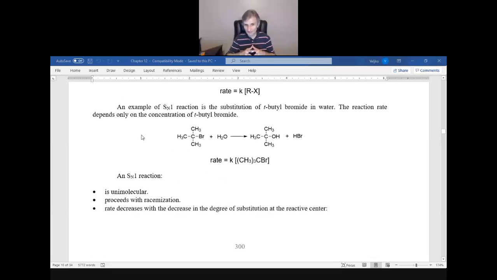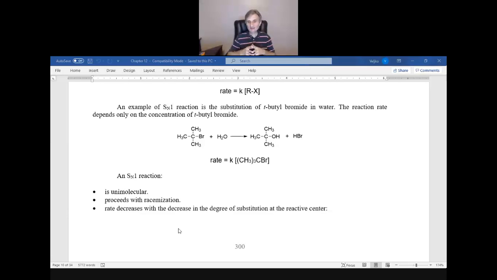Here is an actual example. A reaction of tertiary butyl bromide, or 2-methyl-2-bromopropane, with water gives tertiary butanol and hydrogen bromide. Reaction rate depends on the rate constant and concentration of tertiary butyl bromide. You see, it does not depend on the concentration of the nucleophile, water. Again, you need to know this equation, but there will be no calculations.